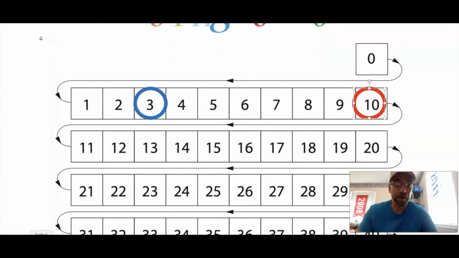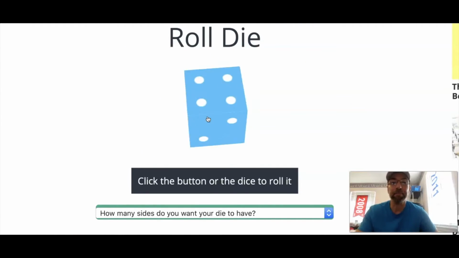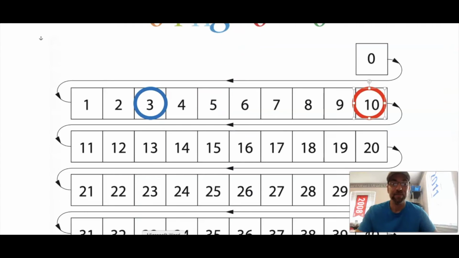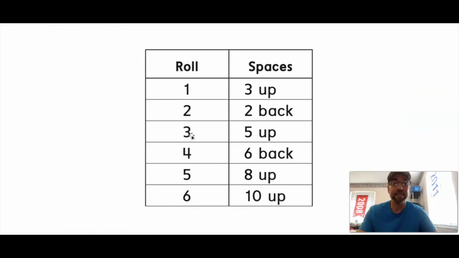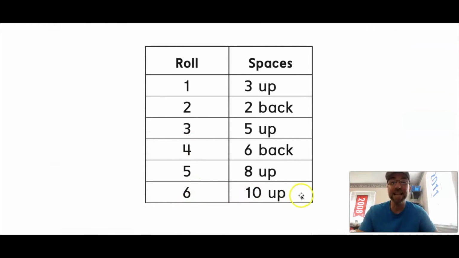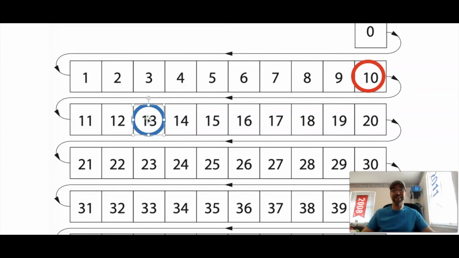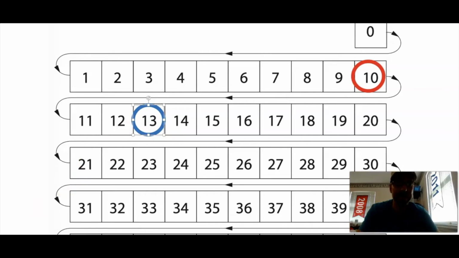So now I go ahead and I roll my die. Because now it's blue's turn. 6. Well, let's see. 6 means we move 10 spaces up. So I'm at the blue and I'm going to start to count. I'm hopping, right? 1, 2, 3, 4, 5, 6, 7, 8, 9, 10. Woo, 10 spaces.